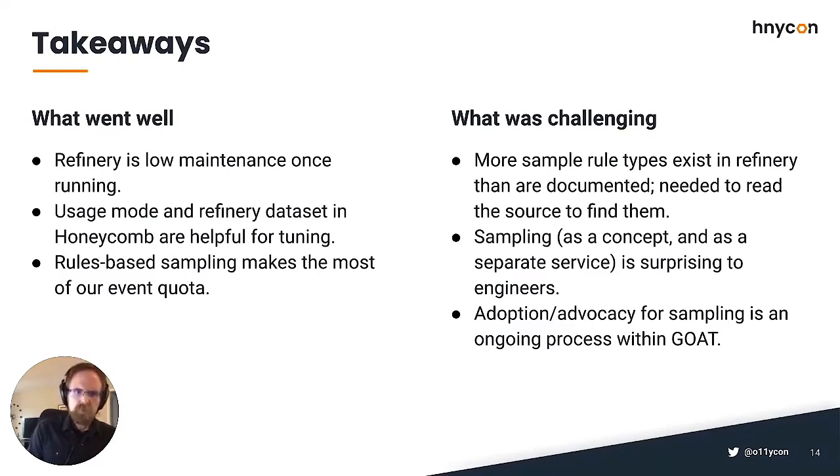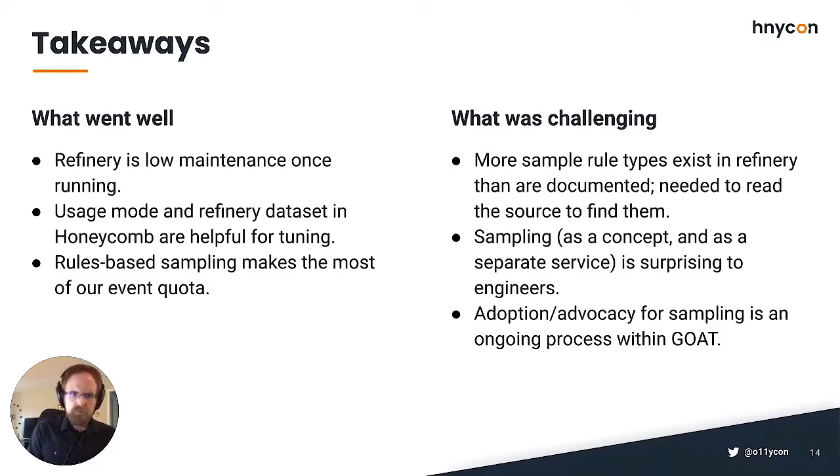Usage mode in Honeycomb and the fact that Refinery has its own data set in Honeycomb by default, those are super helpful for tuning. Like I can see the sample rate very easily. I can see whether Refinery is exhausting some memory buffers or something that maybe points to more provisioning that's needed. Just very helpful, very easy to get visibility into the system as it runs.